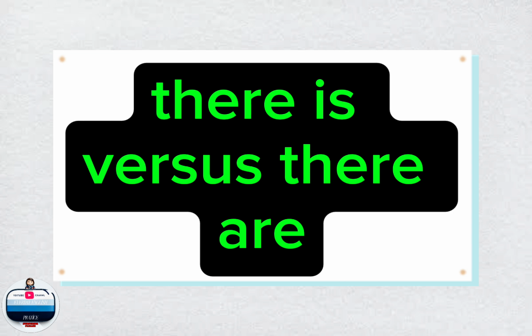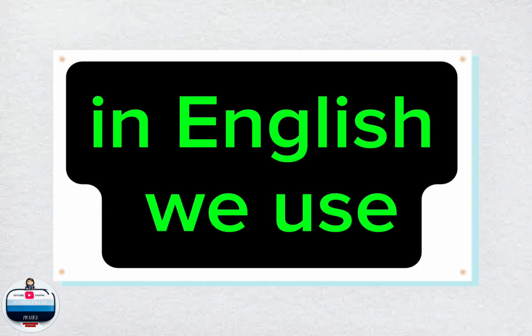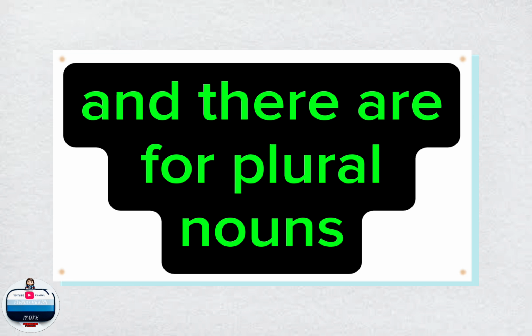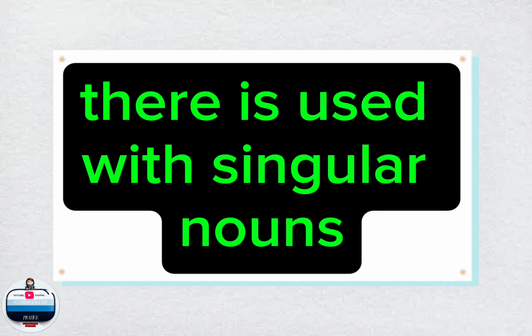There is versus there are. In English, we use there is for singular nouns and there are for plural nouns. There is used with singular nouns.